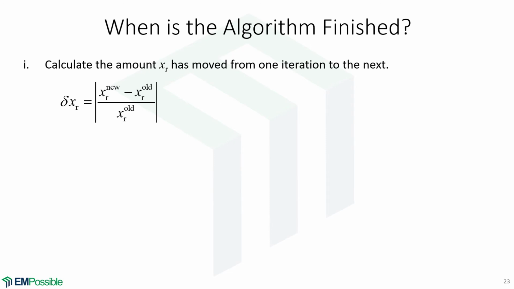When is the algorithm finished? What I like to do is calculate each iteration how much the guess at the root changes. So we're calling that a delta XR, and then normalize that. So we'll be calculating a new position for the root. We'll subtract that from the old position of the root, and then divide by really either the old or the new. It doesn't much matter here.